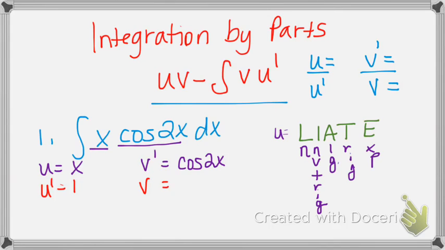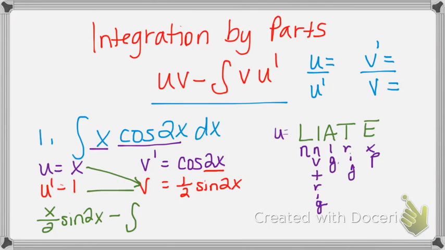Now I'm going to have to find the antiderivative here. And technically you're doing u substitution when you're doing this part of it. If you just know what the antiderivative is, that's fine, or if you need to think about it. If u is 2x, du would be 2, so there would be a 1/2 on the outside. So the antiderivative of cosine of 2x would be 1/2 sine of 2x. Now I use the formula. uv, and I multiply it together, minus the integral of v u prime.